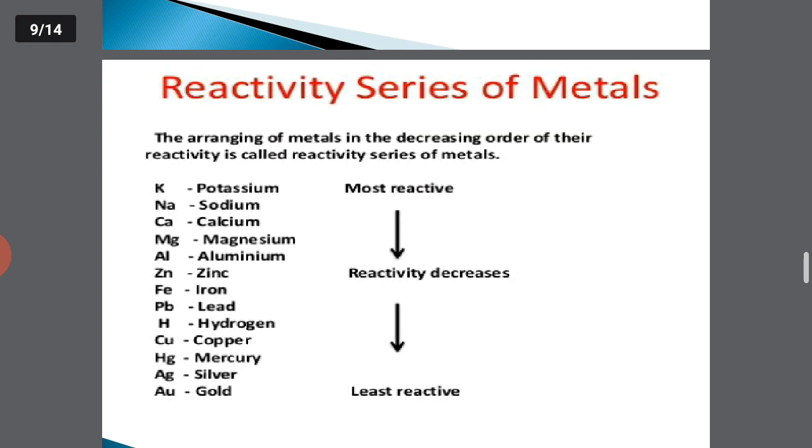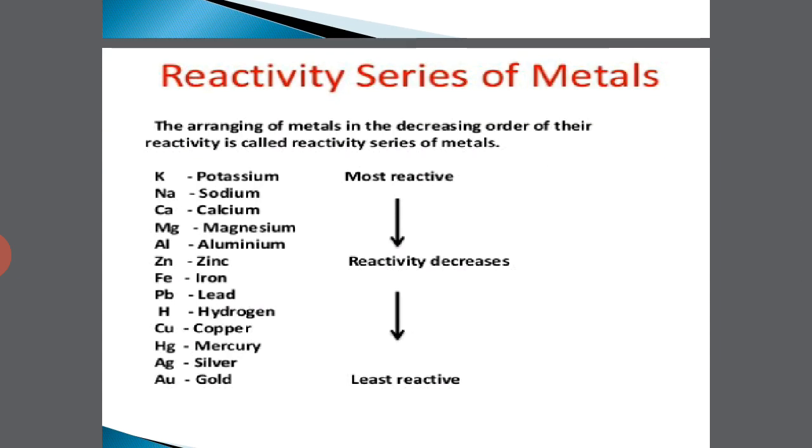Reactivity series, I told you earlier also. Potassium, sodium, calcium, magnesium, aluminium, zinc, iron, lead, hydrogen, copper, mercury, silver and gold. Gold is the least reactive and potassium is the most reactive. The question can be asked in your periodic exams, as well as in competitive exams also: which one of the metals is most reactive and which one is the least reactive? So keep this table in your mind.